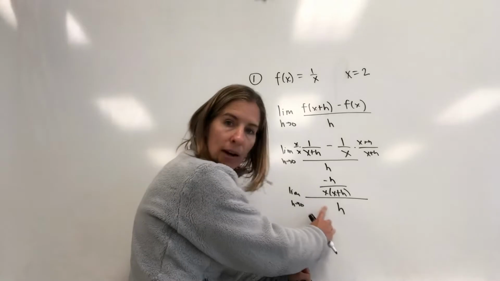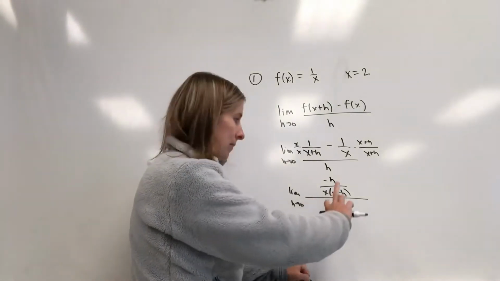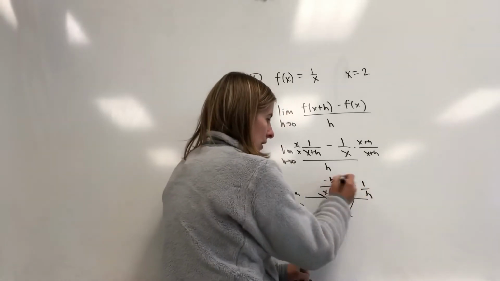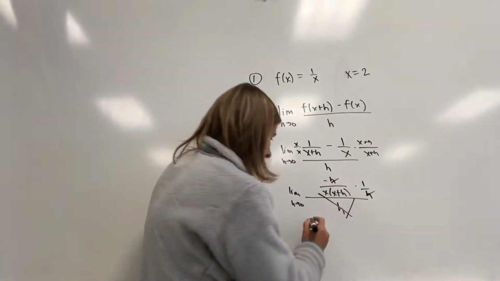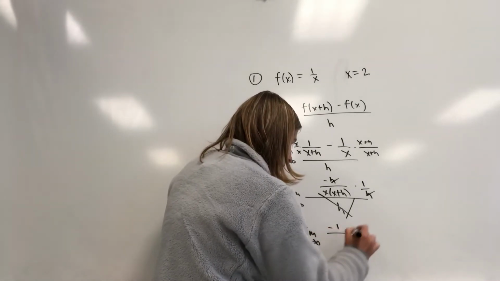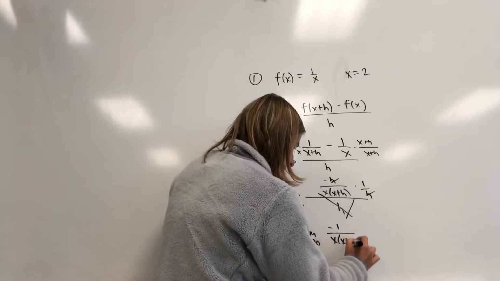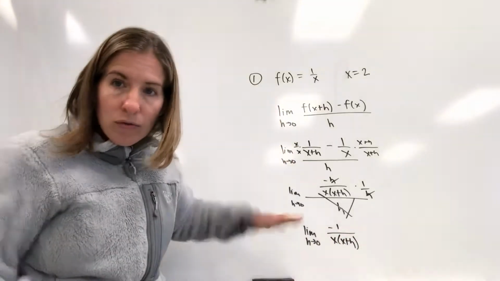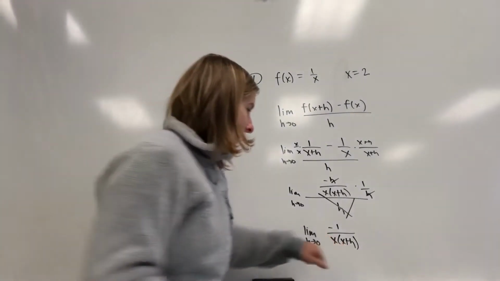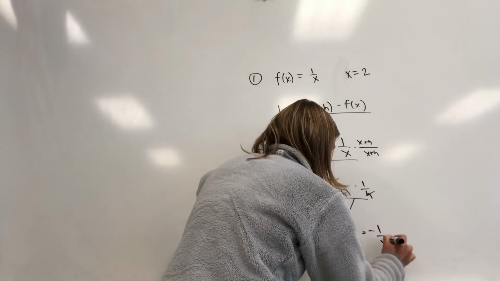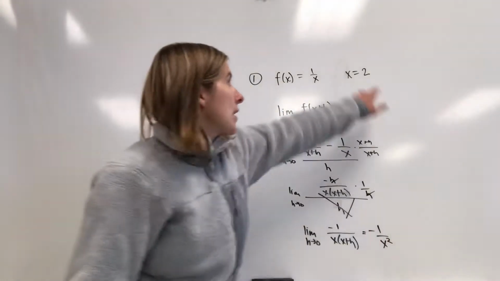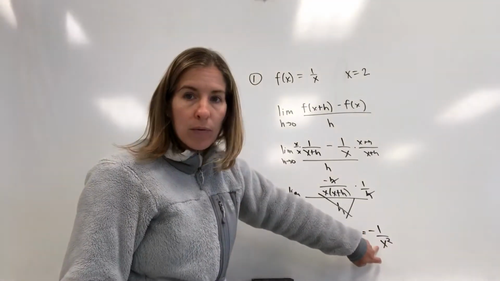And then instead of dividing by this h here, I'm just going to flip and multiply. So multiply by 1 over h, and then those h's will cancel. Then you're gonna be left with a limit as h approaches 0 of -1 over x times x plus h. And now remember that you've simplified, so now we're just going to take the limit as h approaches 0 by plugging 0 in for h, and then you get -1 over x squared. So that's the derivative. And then here they just want us to plug in 2, so you get -1/4.